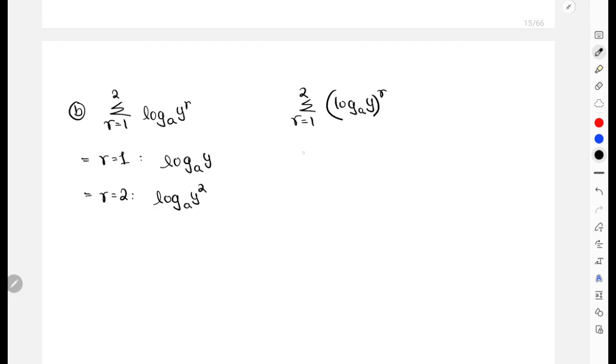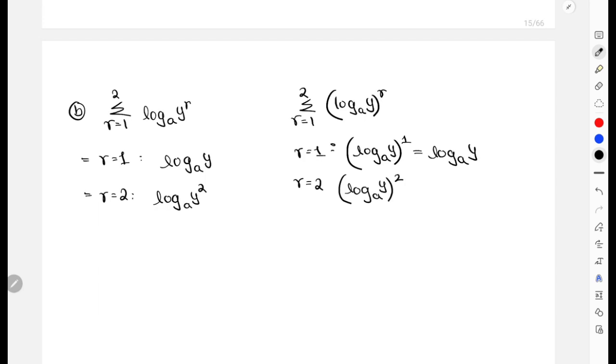Now for this whole power, if you take r equals 1, this is going to be log base a y to the power of 1, which just remains as log base a y, and then r equals 2 is log base a y whole square. This is just log base a y whole square. We cannot simplify it because this is not the power on top of the number y. This is the power on top of the entire log expression.